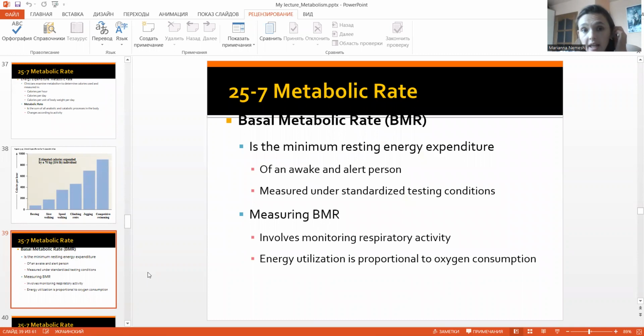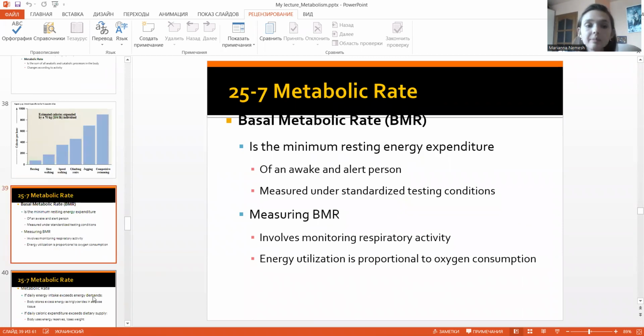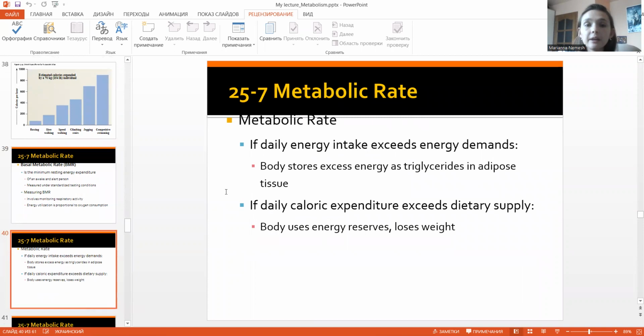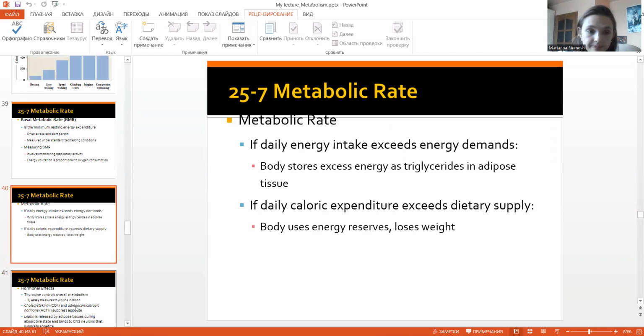Basic metabolic rate is the minimum resting energy expenditure of an awake and unaltered person. Measurement of BMR involves monitoring respiratory activities. Energy utilization is proportional to oxygen consumption. If daily energy intake exceeds energy demands, the body stores this excess energy as triglyceride in adipose tissue, and the person is going to gain weight. If daily calorie expenditure exceeds dietary supply, the body will use energy reserves, energy stores, and in this case, the person is going to lose weight.